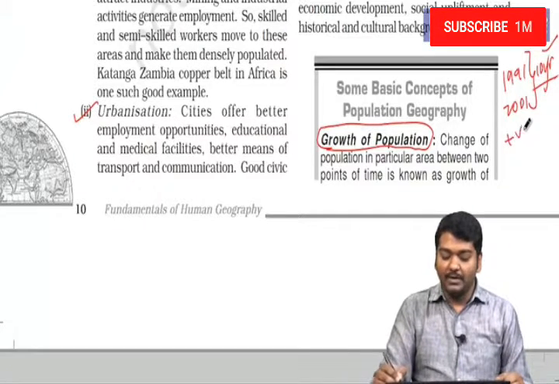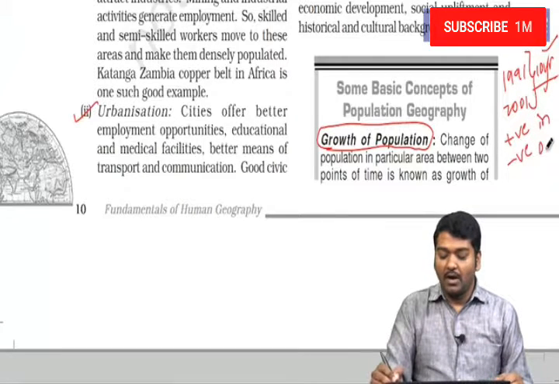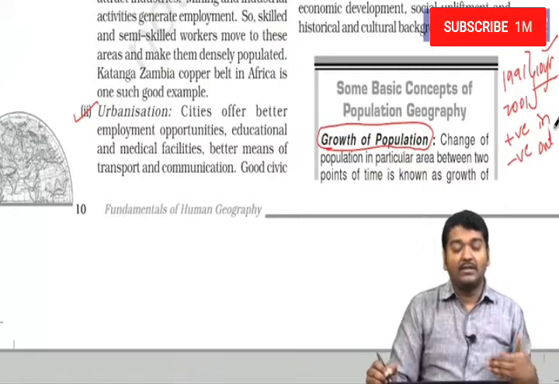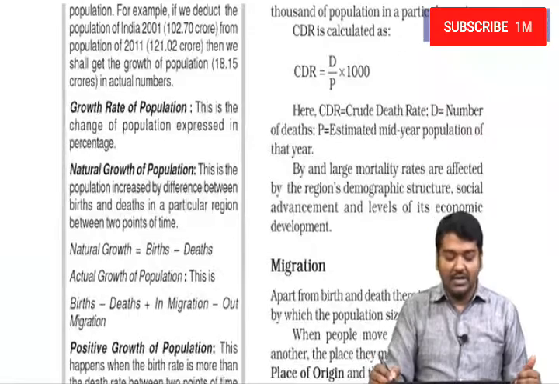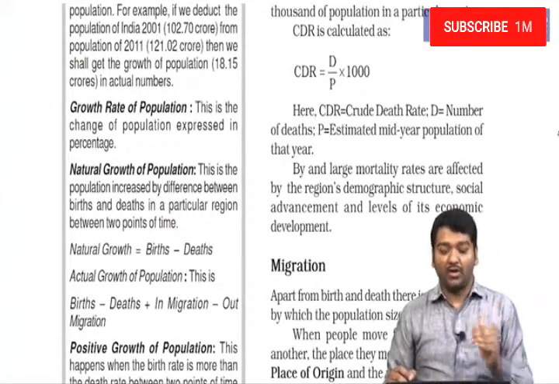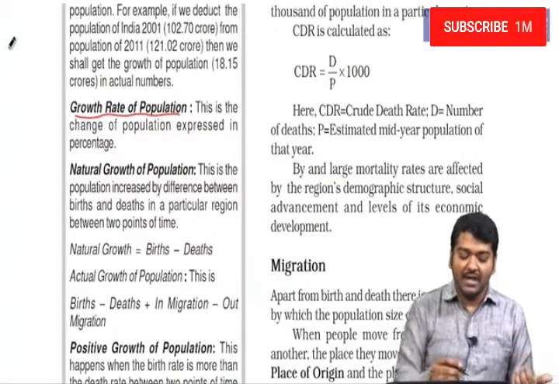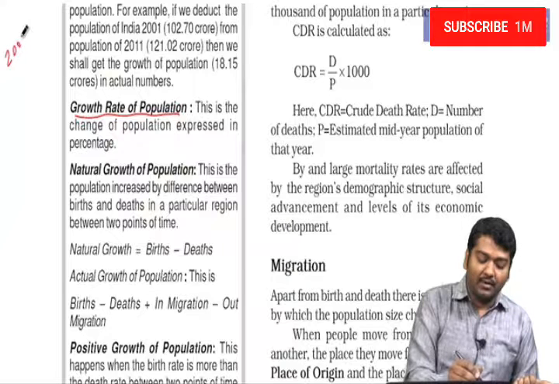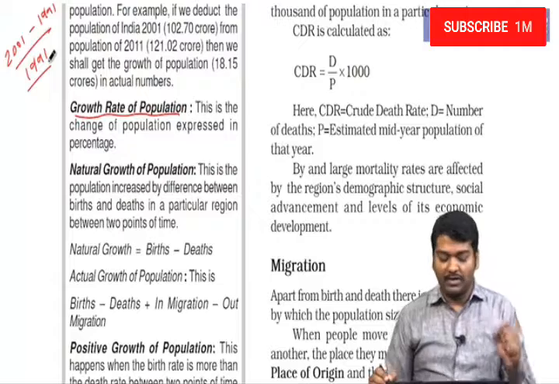and here the population growth can take place mainly because of births or deaths, in-migration and out-migration. If people come in, then it will be more. If people go out, then it will be less. So here I need to consider two important points and see whether it has increased or not. Growth rate of population, that is percentage. I should say, in 2001, what is the population minus population in 1991, divided by population in 1991. This will give me the growth rate of population.